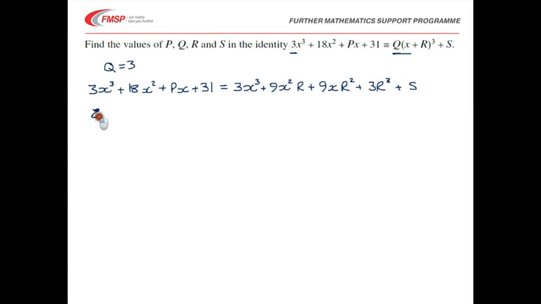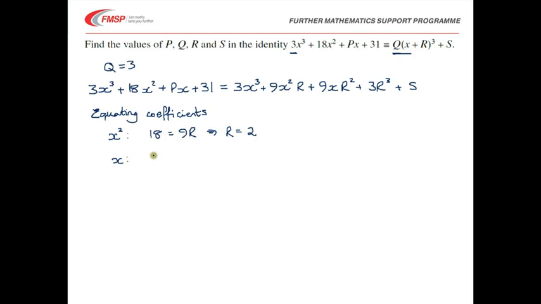We then need to equate the coefficients, and it's a good idea to write down that this is what you're doing so the examiner is very clear about it, and also so that when you come back to check you will remember what you were doing here. So the x squared term first, 18 must be equal to 9r, and therefore r is 2.